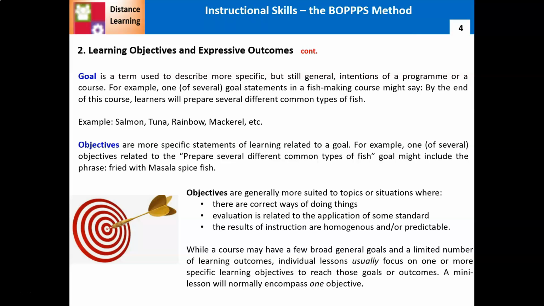While a course may have a few broad general goals and a limited number of learning outcomes, individual lessons usually focus on one or more specific learning objectives to reach those goals or outcomes. A mini lesson, for example, like the one you are busy with in this module number 3, will normally encompass one objective because it's a 10-minute lesson. You can't put more than one objective, otherwise it will go beyond 10 minutes.